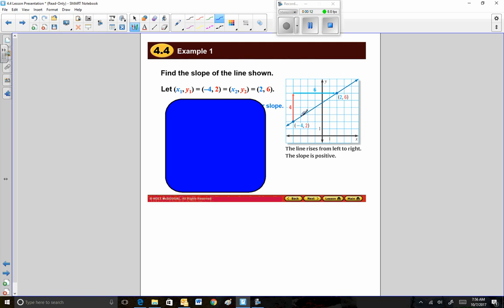One way is to look at it visually. You have to go up 4 and over 6 to get to this point. So the rise is 4 over 6. So we could write it as 4 over 6.